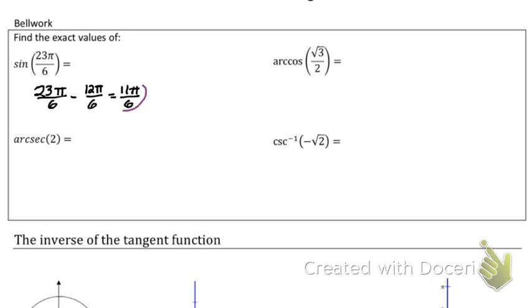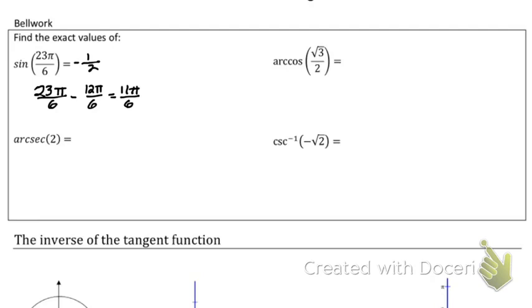Now remember, your reference angle is pi over 6, so I'm really looking for sine of pi over 6, which is going to be 1/2. And because we are in quadrant 4, we can tell that because of the 11 over 6, it is going to be a negative 1/2.